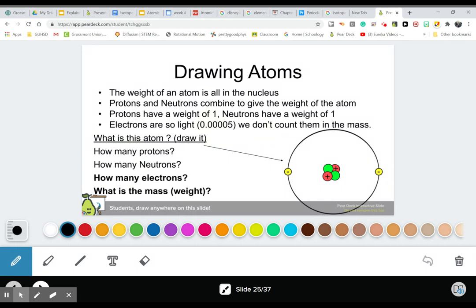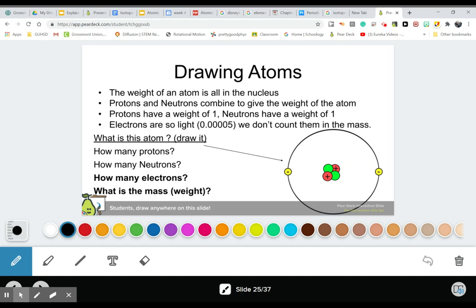So here's another practice problem of drawing an atom. I'd like for you to look at, and I've already drawn this for you right here, but I want you to tell me, how many protons do you see? How many positives? How many neutrons are neutral charges, and how many negative charges? And what is the mass or the mass number on this atom?